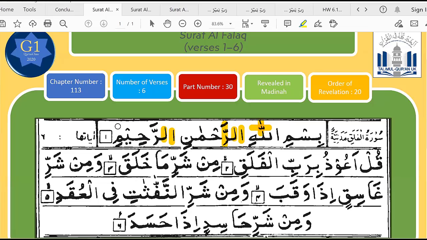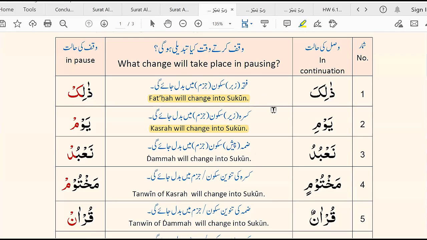I would like to remind all the students that at the end of all these verses, all letters are either carrying a fatha stroke or a kasra stroke. Whenever we pause at the end of these verses, these strokes, fatha or kasra, will always change into sukun. That's what we learned in one of the earlier lessons as well. Let's have a look here. In the first example, fatha will change into sukun: this word ends with kaf, which is carrying the fatha stroke, and when we pause, it will carry the sign of sukun. Similarly, this word ends in meem, which is carrying the kasra stroke, and that also changes into sukun.